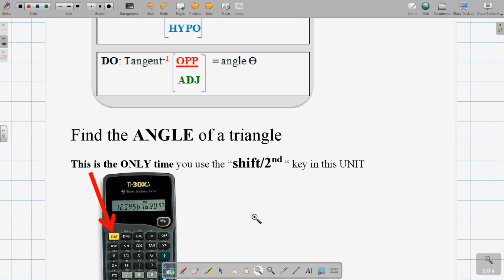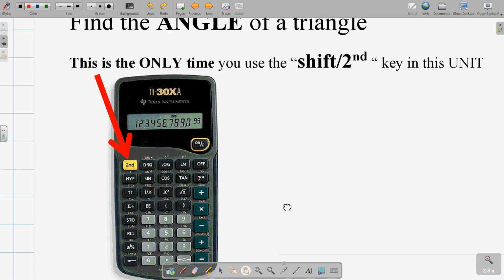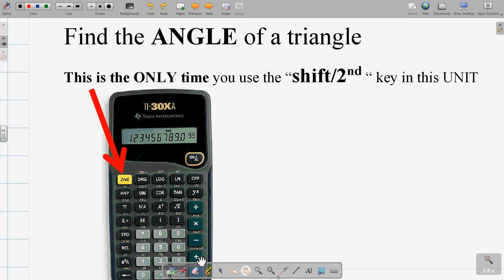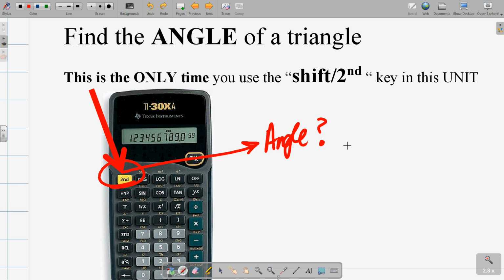Really important to note, at least for this unit, the only time you're going to hit that shift sign, also known as second function, in this unit is when you're looking for the angle. Do not hit that shift sign if you're looking for a side. You only touch that shift sign when you're looking for an angle.